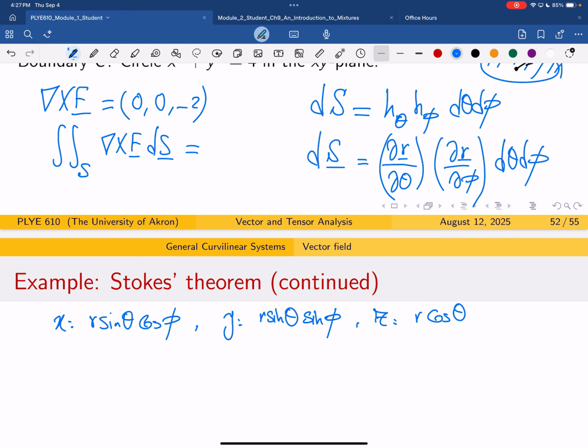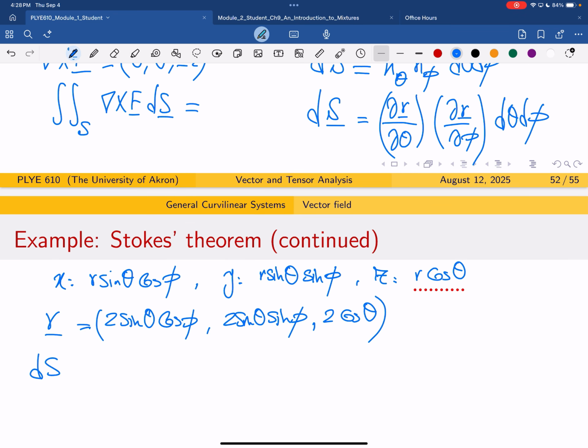So what is your r value on the surface? 2, right? So consider this. Your position vector is going to be 2 sine theta cosine phi, 2 sine theta sine phi, and 2 cosine theta. This is exactly the same as the XYZ coordinates, but I'm going to use theta and phi because it's easier to do the calculation. So this R points to the surface of this sphere with a radius of 2.